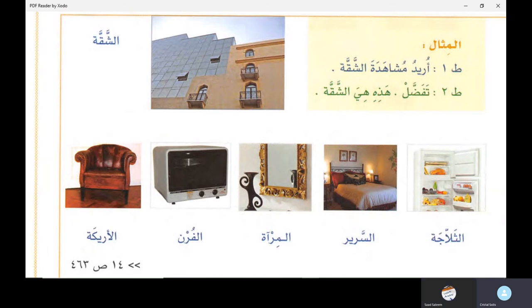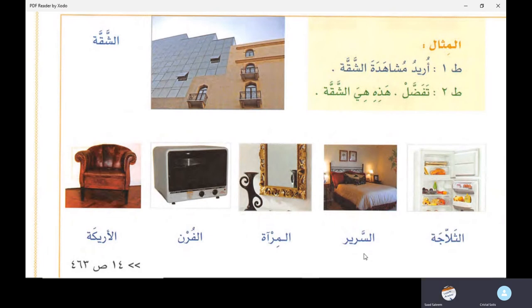Tafadal, hazihi hiya thalaja. Good. So this one doesn't need the dhamma because it's a fever. That's not masculine. It needs dhamma. But since it is the last part of the sentence, you can ignore it, though it's better for you to read it. Hazihi thalajatu. Okay.